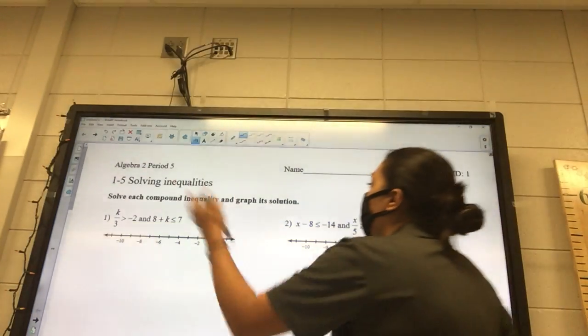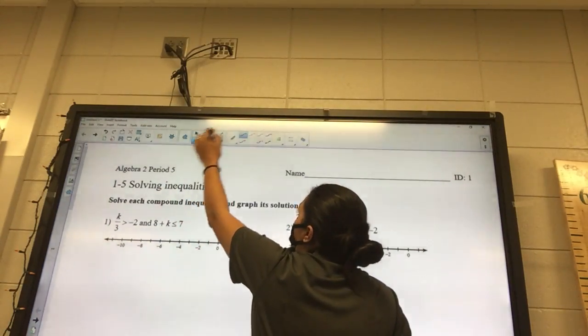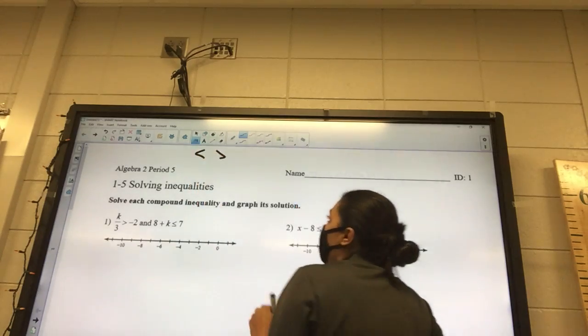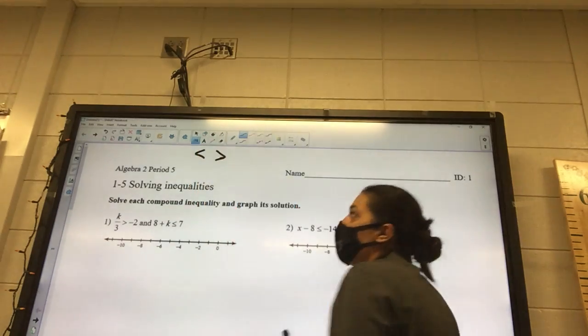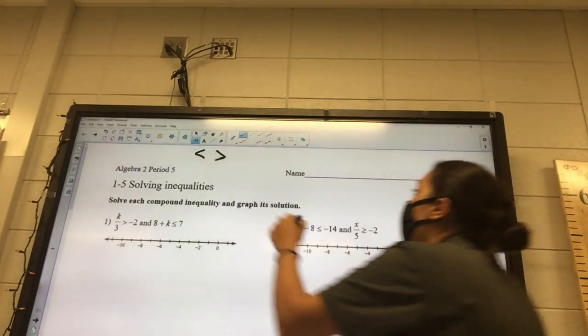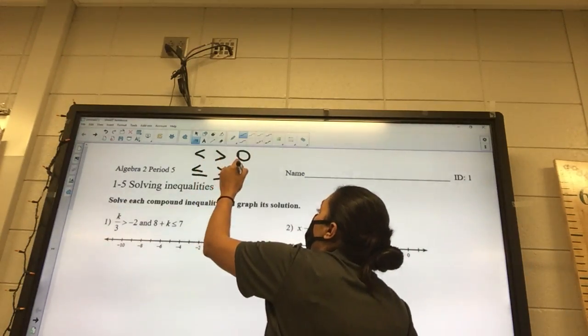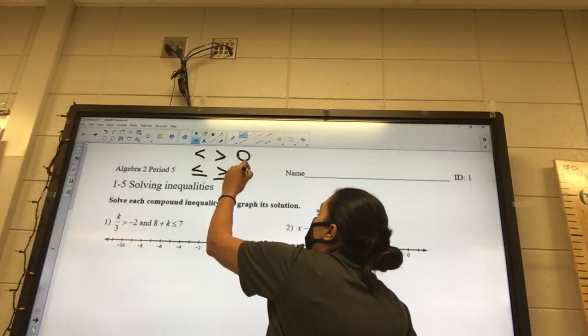Okay, so we need a couple basic things in order to solve compound inequalities. The first being, we have a less than or greater than symbol, and should that be an open dot or closed? Open. Okay, and then less than or equal to or greater than or equal to is going to be a closed.